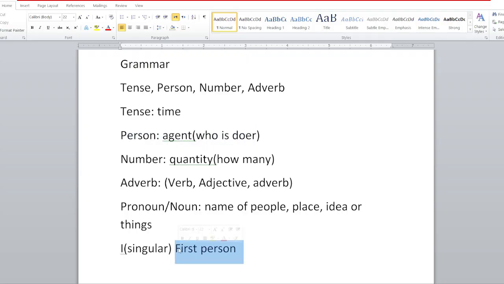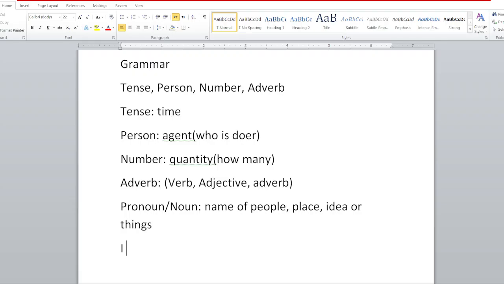When you talk about the agent, you understand that the first person is the agent, and when you talk about how many people there are, we talk about the numbers like 1, 2, 3, 4, but it goes from many to infinity level.